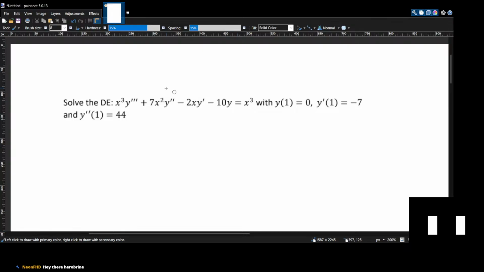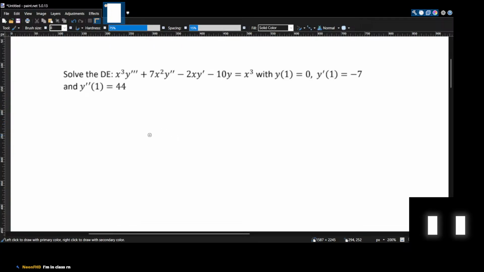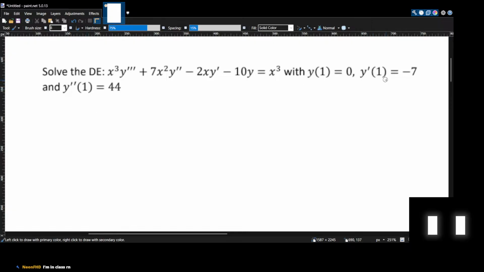So, here we go. Differential equation. I'm in class right now. Yeah, you should be listening to this stream as well. It would help you a lot because everyone needs to solve differential equations in their class, right?